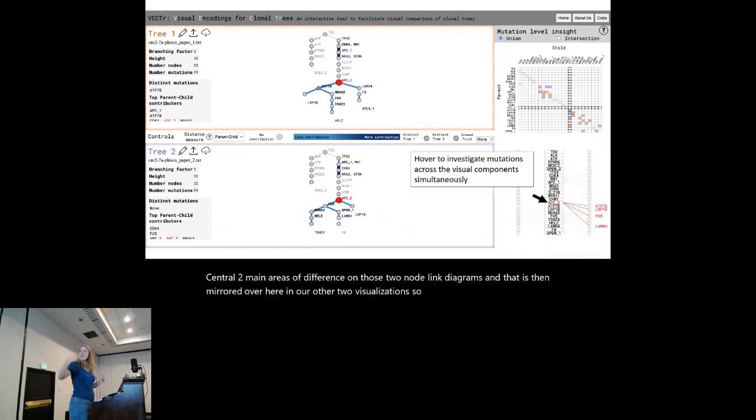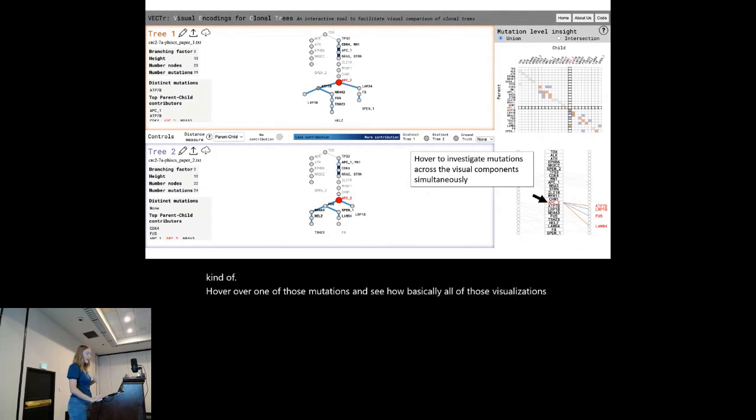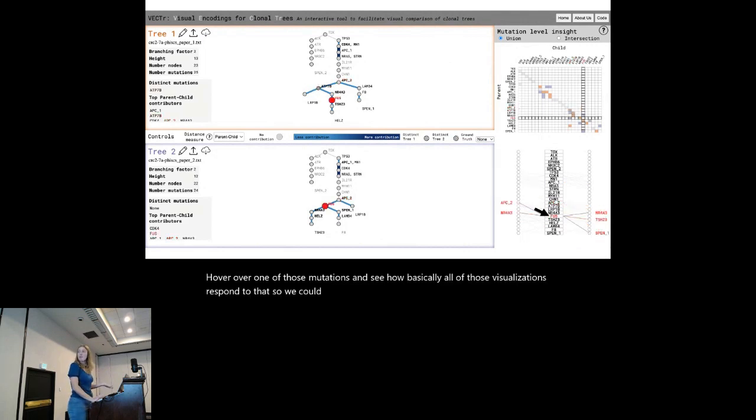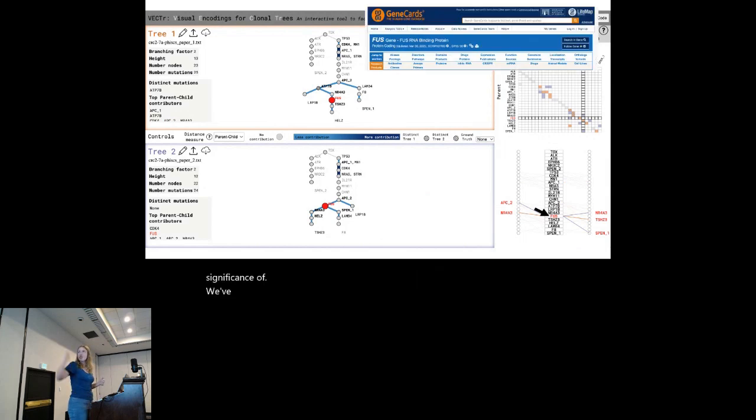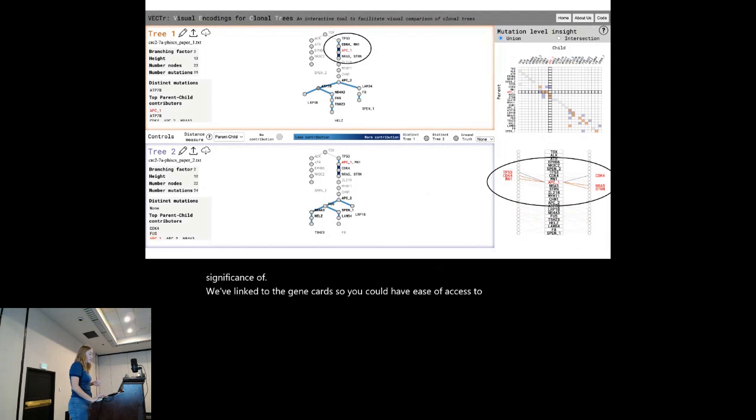So then if we were wanting to focus more on what's going on down towards the leaves, we could hover over one of those mutations and see how basically all of those visualizations respond to that. So we could look through a couple of them, and then once we identify a mutation that we might want to better understand the biological significance of, we've linked to the gene cards so you could have ease of access to that.